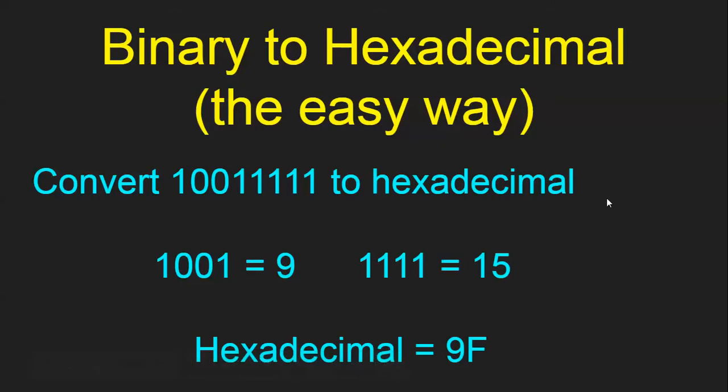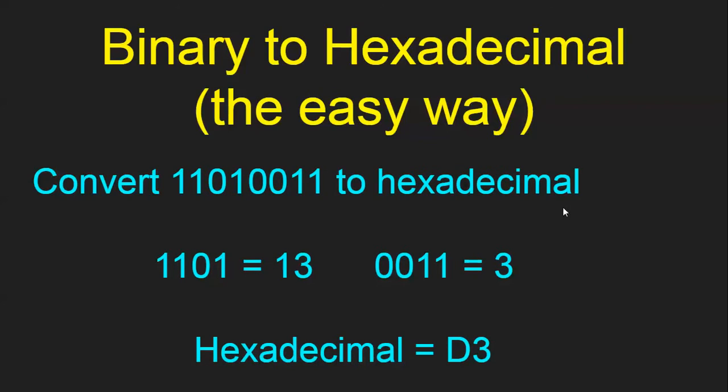So the quick and easy way of going from binary to hexadecimal is to just split it in half, look at the first 4 bits and then the second 4 bits, convert those to decimal, and then replace the decimal with their hexadecimal values, right? So 9F. Here it is again.